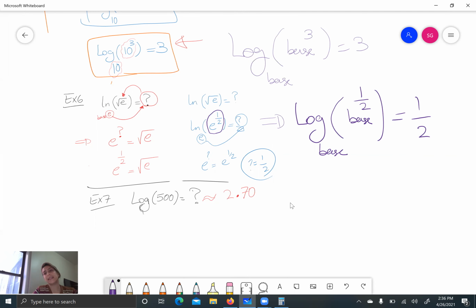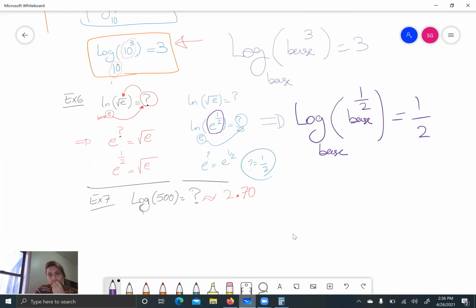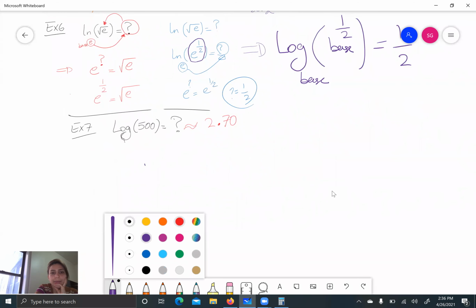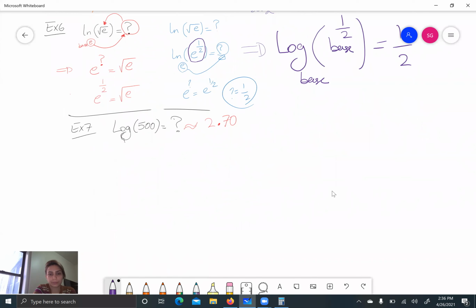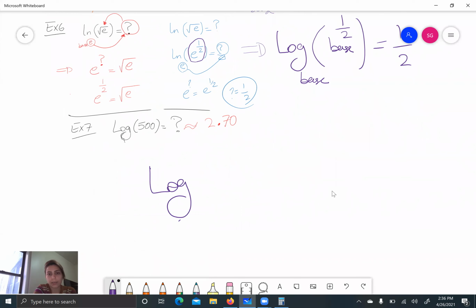The pattern is that, based on this observation, I'm going to conclude this: if you have log of some base b to some exponent, let's say x, the answer is going to be x, okay?